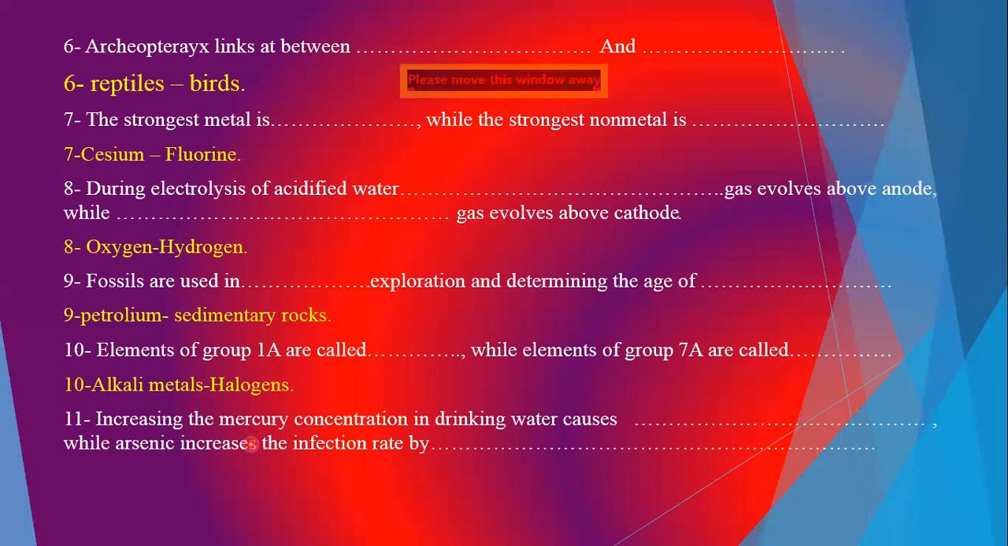تمام؟ Increasing the mercury concentration in drinking water causes هنا مرض خطير جدا، يعني ربنا يعافينا جميعا. So while arsenic increases the infection rate by هنا طبعا blindness في الأولانية والثانية liver cancer.